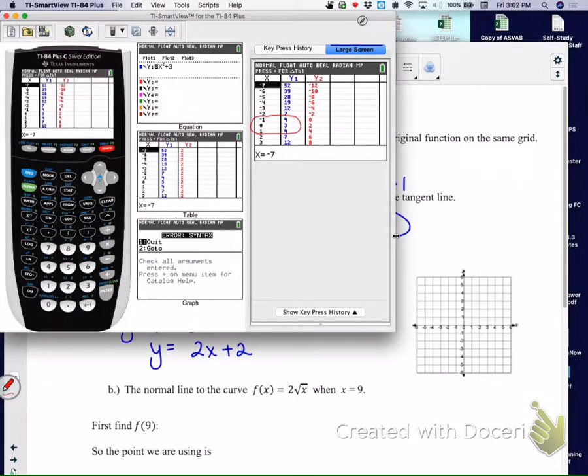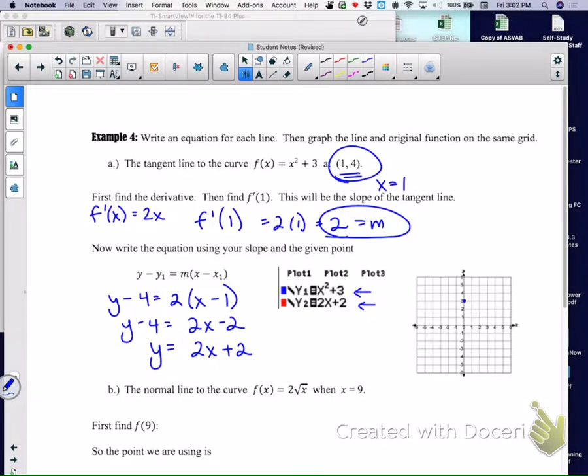So let's see. We've got 0, 3, and 1, 4. Okay, so here's my parabola, the original function. And then 2x plus 2. Okay, here is my y-intercept of 2. Up 2 over 1.